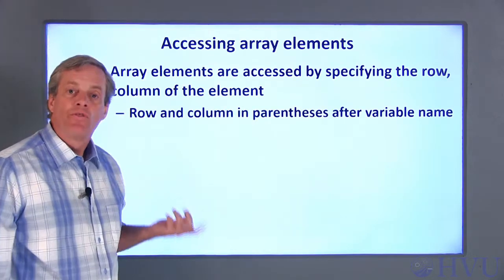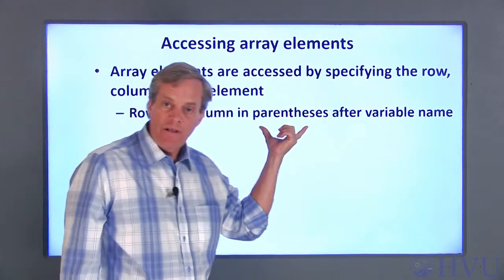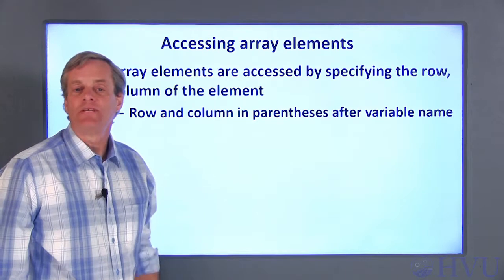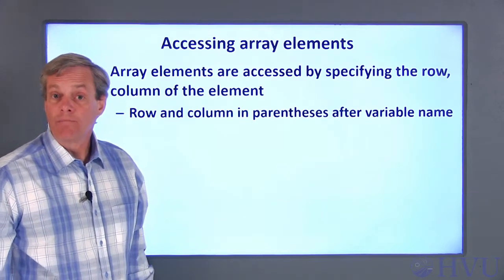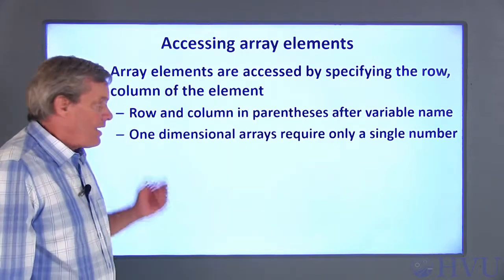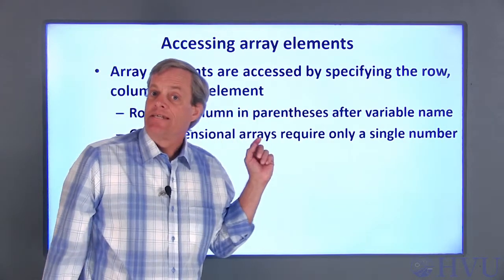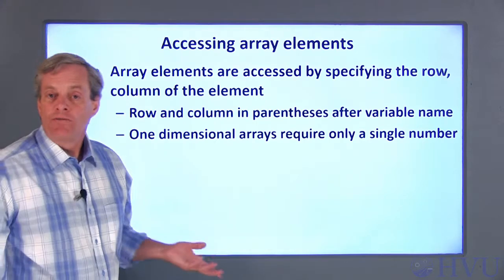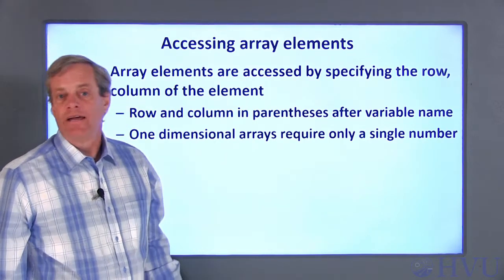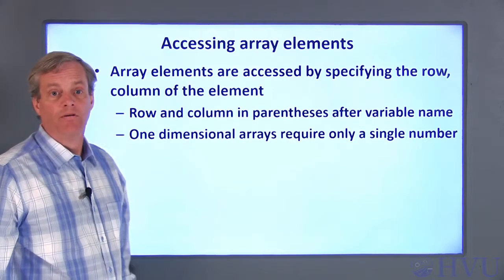In MATLAB, the row and column numbers are placed in parentheses after the array name. The row and column numbers must be separated by a comma. Numbering of rows and columns always starts with 1. Elements of one-dimensional arrays can be addressed by a single number if you want. If the array has a single column, use the row number. If the array has a single row, use the column number.